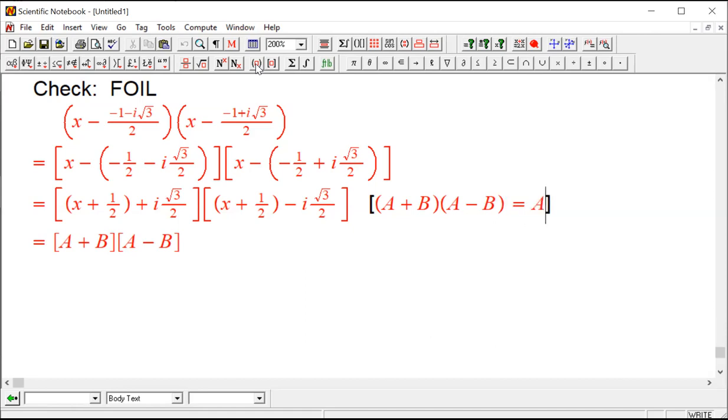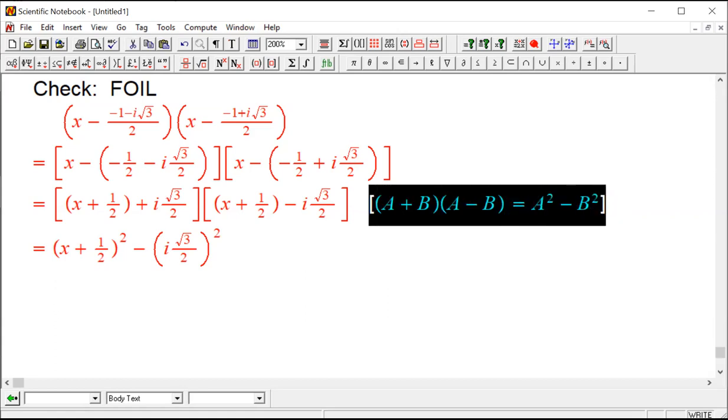We all know that, right? That's A squared minus B squared. Okay, so that's A squared minus B squared. And what is A? Our A is this piece. B is this piece, right? That's the B. So we apply this formula.